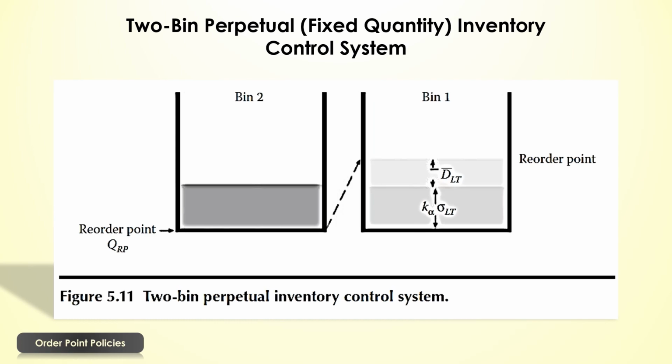When bin 2 is depleted, an order is placed for the EOQ, and further units are taken from bin 1. Each time bin 2 is emptied, a new order is placed. It is equivalent to reaching the reorder point. When applicable, much clerical work is eliminated. This two-bin system is well suited to small items such as nuts, bolts, fasteners, etc.